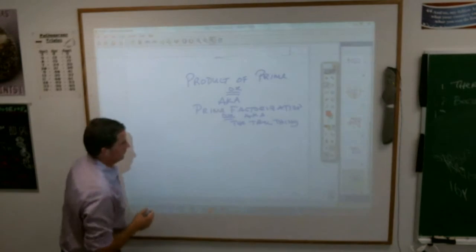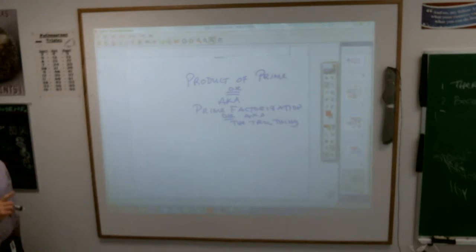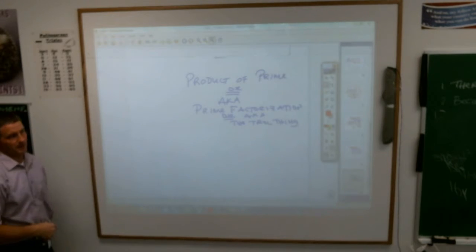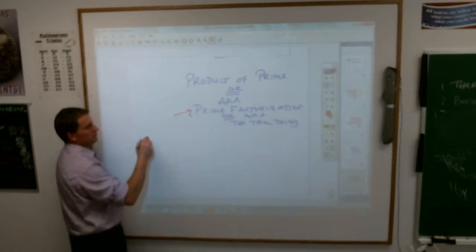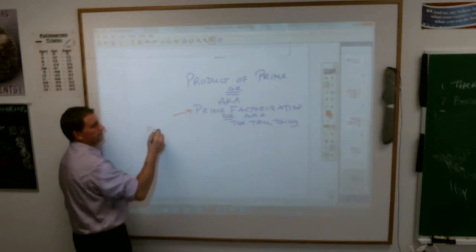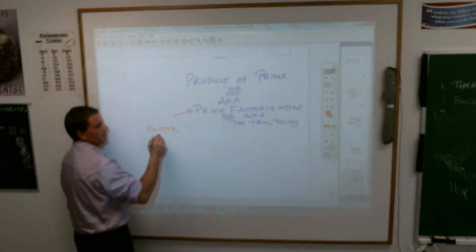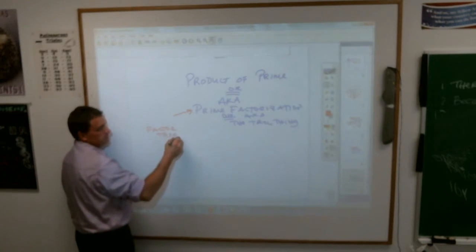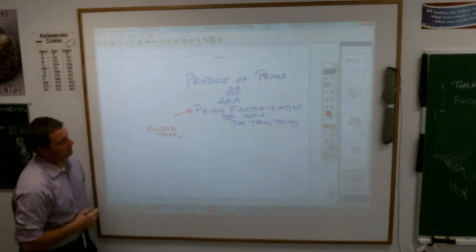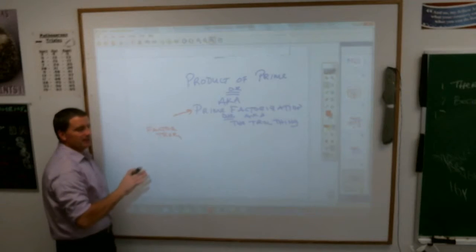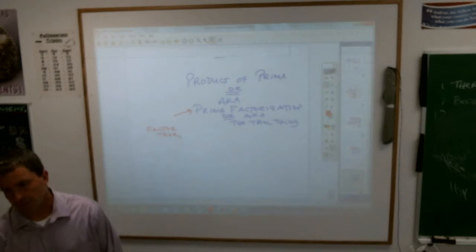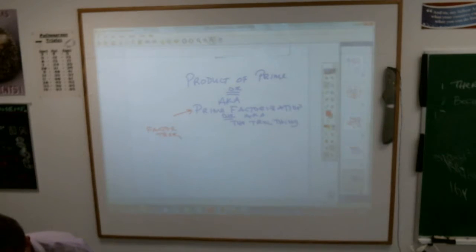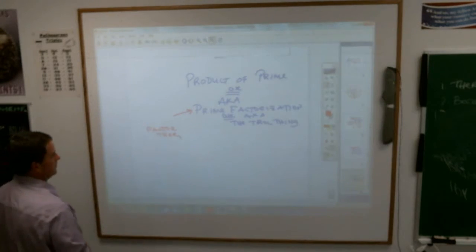Now, we did this before, so this is kind of easy for you. There are two different ways to prime factorize. You can either do what's called a factor tree. That's probably the more popular of the two. And what you're looking for when you prime factorize something is you're looking to get it to be the product of all prime numbers, which makes sense to nobody.